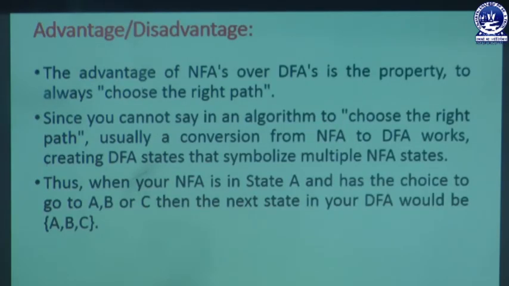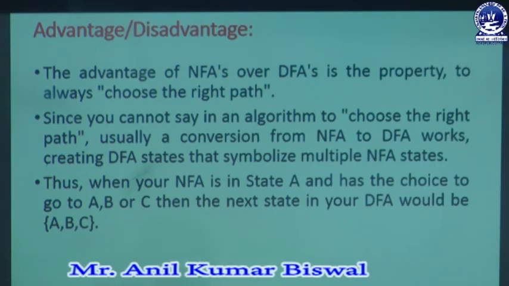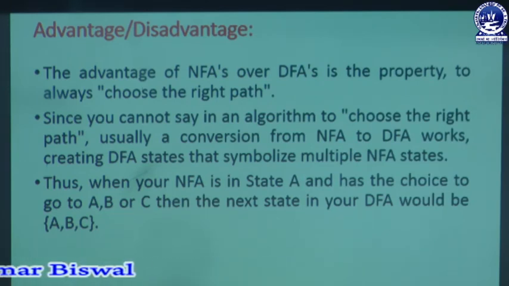The next part is known as the advantage, or we can say disadvantage, of this conversion part. Here the advantage of NFAs over DFAs is the property to always choose the right path. If a user never takes the right path in converting this NFA to DFA, in that moment it creates lots of ambiguity, meaning some confusion at the time of conversion. So if a user can tell an algorithm to choose the right path, usually a conversion from NFA to DFA works. And it creates DFA states that symbolize multiple NFA states.